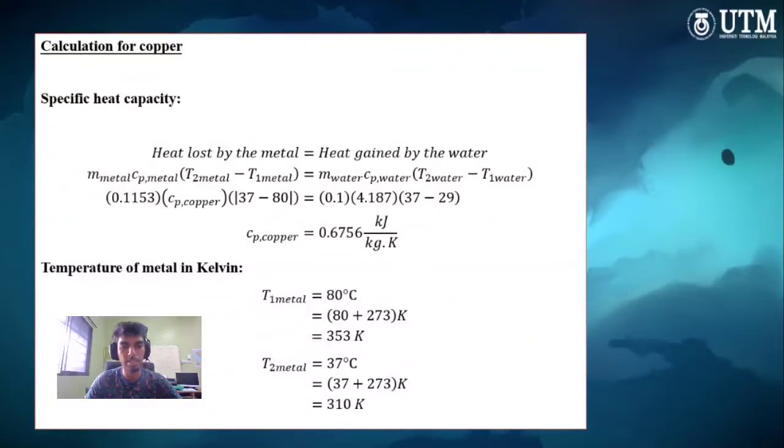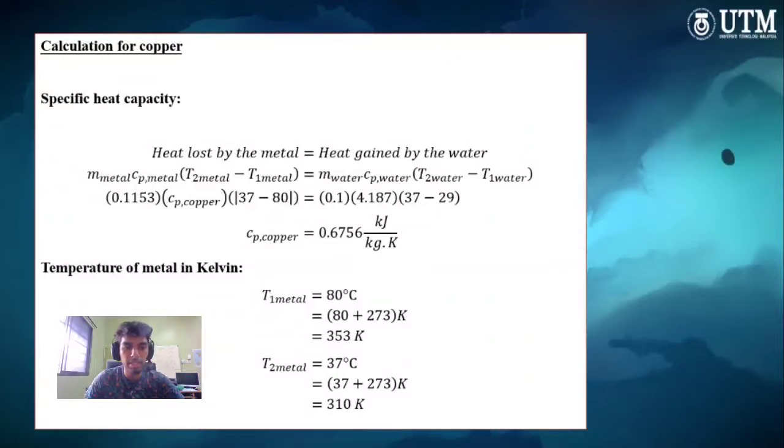As we look into the calculation, let's say we look at copper first. Firstly is the specific heat capacity, in which specific heat capacity can be calculated by equating two equations, which is heat loss by the metal is equals to the heat gain by the water. After equating these both equations, we can obtain the value of specific heat capacity of copper, which is equals to 0.6756 kilojoule per kilogram Kelvin.